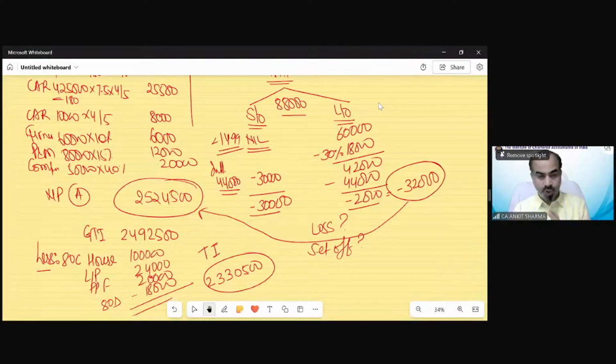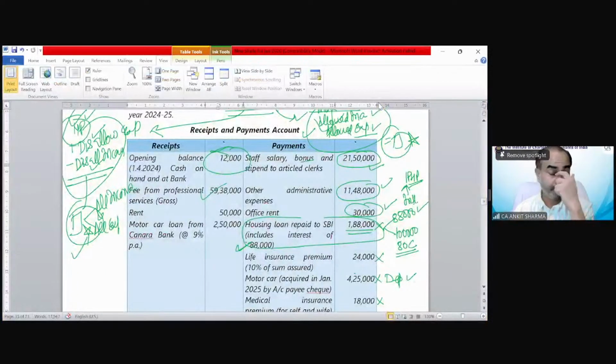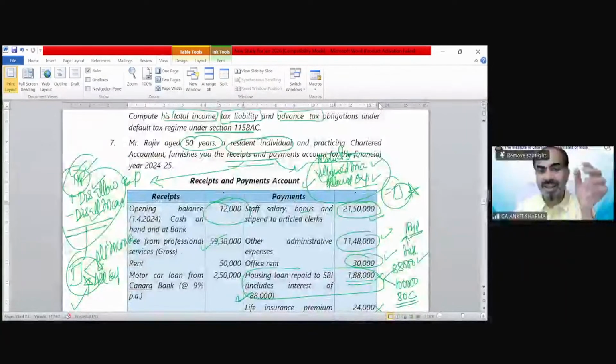So before solving the question, we need to understand the question. You are seeing that when I am reading a question, I am underlining those points that I feel are going to be relevant for the solution. As soon as I saw the age, I wrote it down. As soon as I saw the residential status, I marked it.